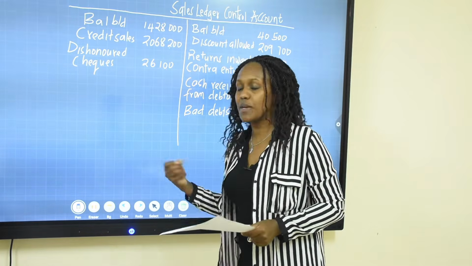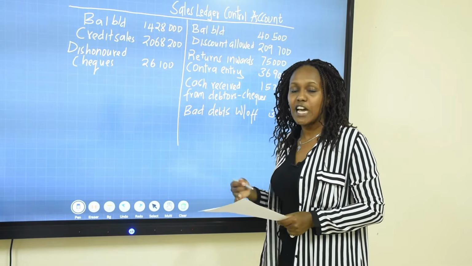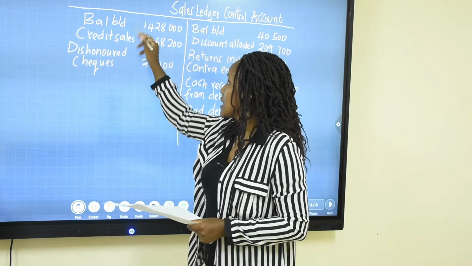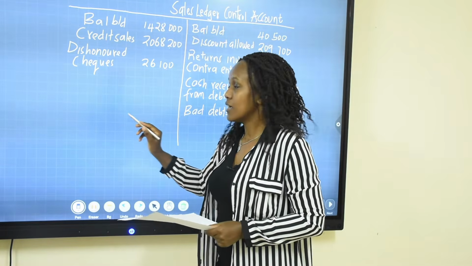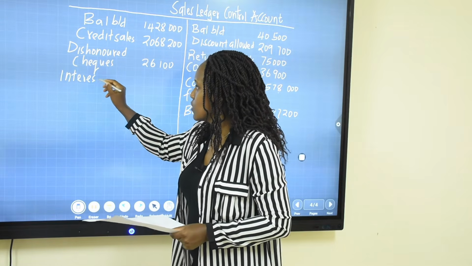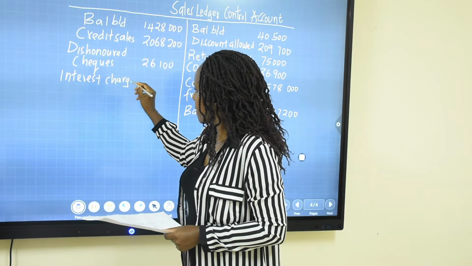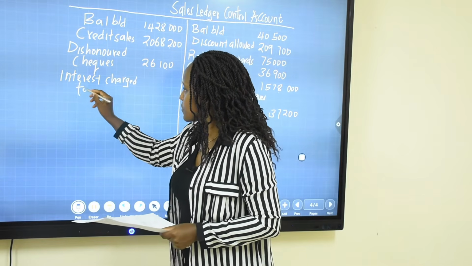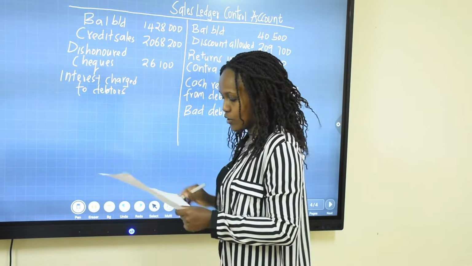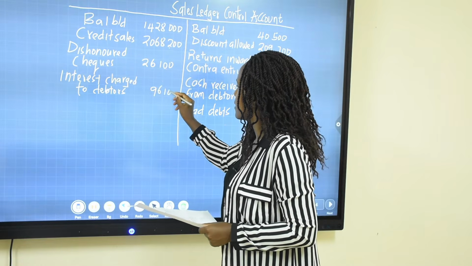And because of debtors not paying their accounts on time, they have been charged some interest on the overdue accounts. So they have not paid up the debt in time. They are being charged interest because of non-payment in time. So interest charged to debtors. We are going to have here that the interest charged to debtors is 96,100 on their overdue account.